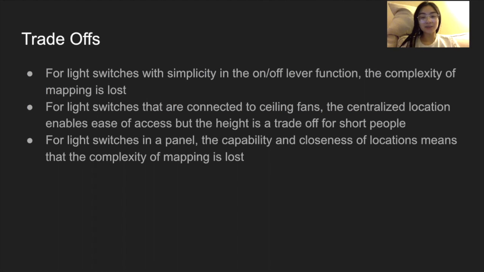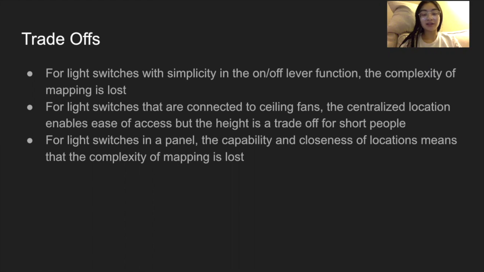For light switches with simplicity in the on and off function, as in there's only one capability, which is on and off, the complexity for mapping is lost because of that limited capacity. However, because it is limited, it's very simple to use and very easy to understand. And the signifiers are that you can only turn it up or down, and it correlates with on or off.